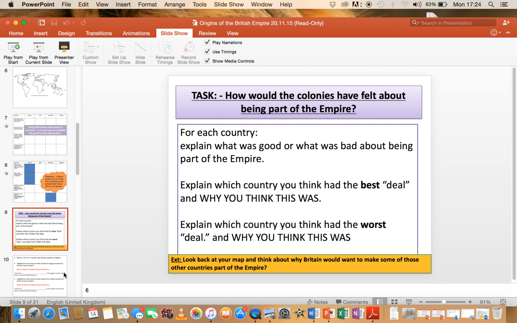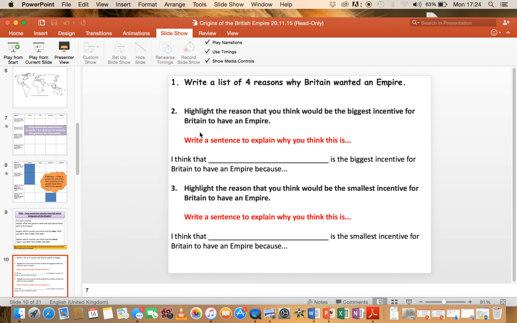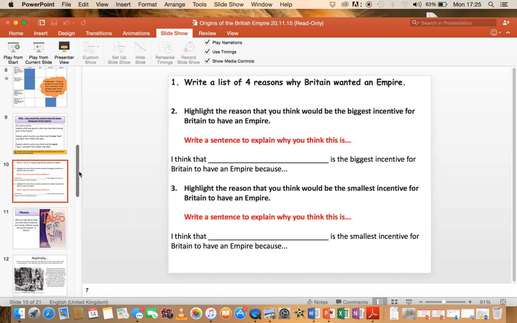And then for the following task, I've actually written out the sentence starters here. So I think that is the biggest incentive for Britain to have an empire because... I've got the extension tasks for the higher ability pupils, and they can get on with those if they feel that they've finished early. Then I've also got the sentence starters for the pupils that may find the beginning part of the writing slightly harder. This just gives them a little help, and then obviously they get the confidence that they can do the next one. And I say to them, if you've done the first one using the sentence starter, maybe try and do the next one without.